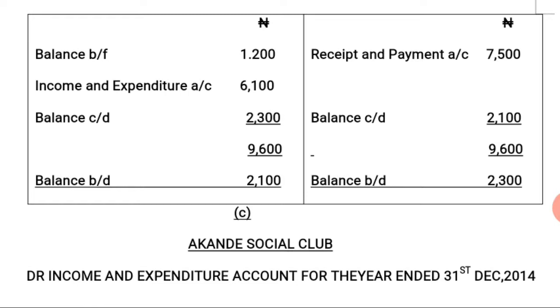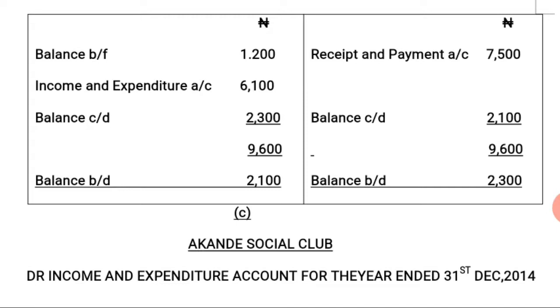The amount paid in advance of 2,300 naira, as stated in receipt and payment account under subscription 2015. Subscription 2015, 2,300 naira. So you have to deduct it because it's a prepayment for 2015 and it's not made for 2014. So you have to deduct that 2,300 from 8,400 naira, then we are going to be having 6,100 naira.